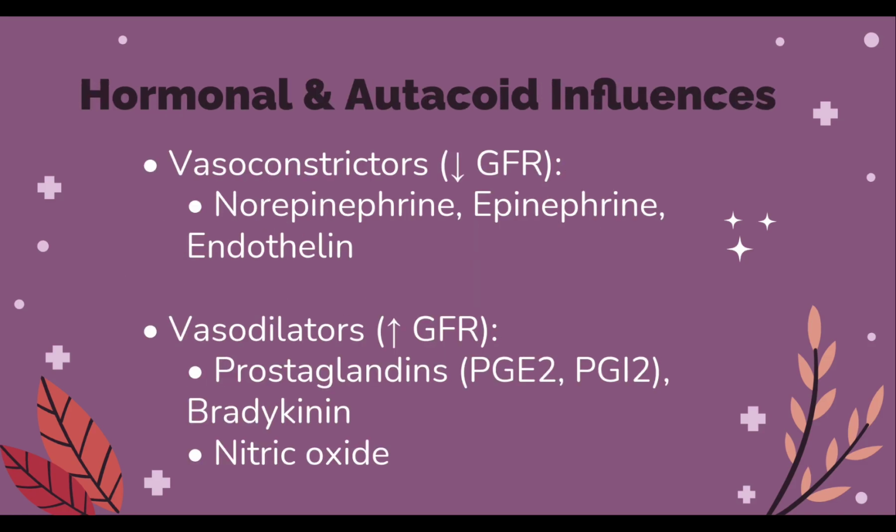So what are the hormones and autacoids? The vasoconstrictors usually decrease the glomerular filtration rate. They are norepinephrine, epinephrine and endothelin. What are the vasodilators? Vasodilators increase the glomerular filtration rate. So they are prostaglandin, bradykinin and nitric oxide. Prostaglandins are PGE2 and PGI2.